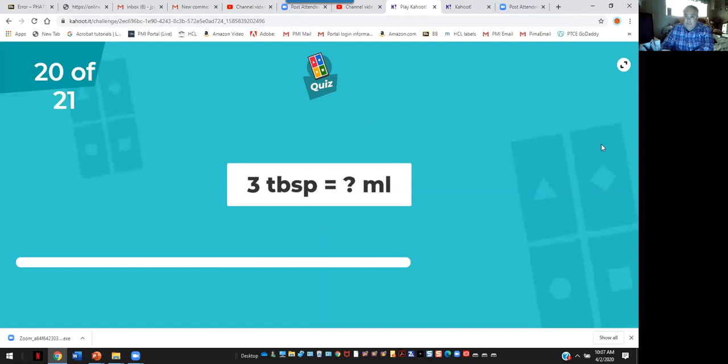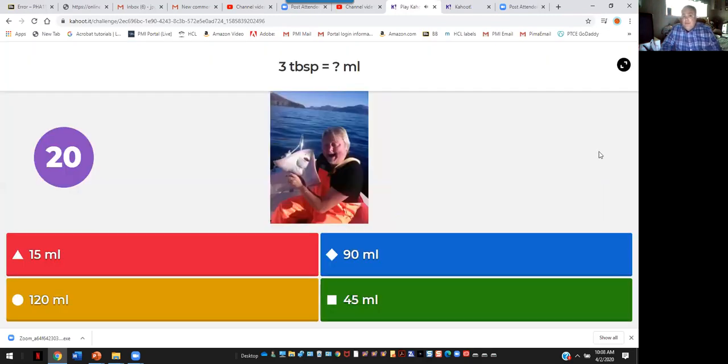Three tablespoons is how many milliliters? Well, how many milliliters are in 1 tablespoon? There's 15 milliliters in 1 tablespoon. So what's 15 times 3?